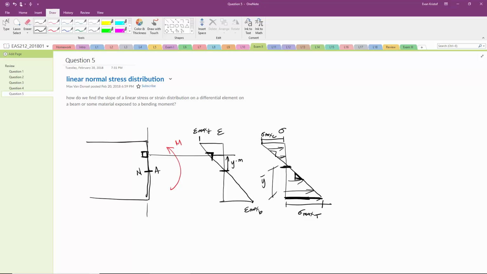So hopefully that's what Max was asking about. If not, he can let me know. But it's all about calculating the stress at, say, the extreme fiber, knowing where your neutral axis is, and then knowing what those heights are to the top or to the bottom, and that'll allow you to calculate the stress slope, no problem at all.